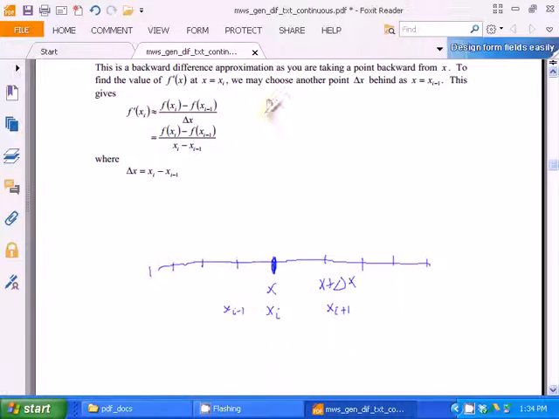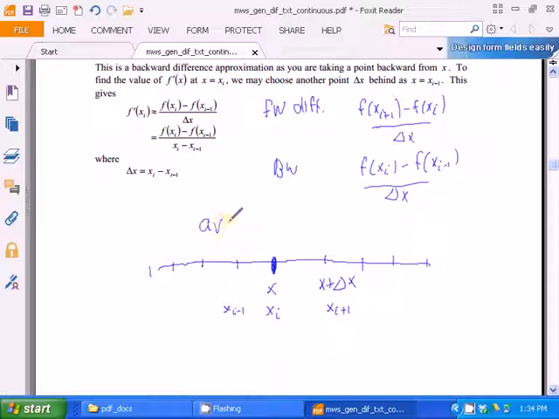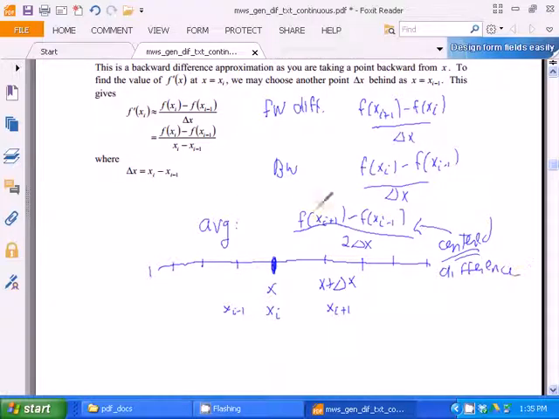So the forward difference would be f of xi plus 1 minus f of xi over delta x. My backward difference would be f of xi minus f of xi minus 1 over delta x. And if I take the average of these two, you can work it out. You would get f of xi plus 1 minus f of xi minus 1 divided by 2 delta x. There's another name for this. It's called centered difference, because I'm taking the function value at this point and at this point when I'm trying to evaluate the derivative of the function in the middle.